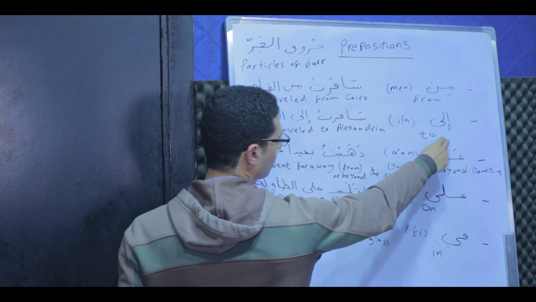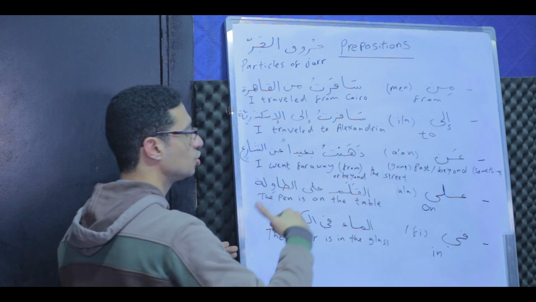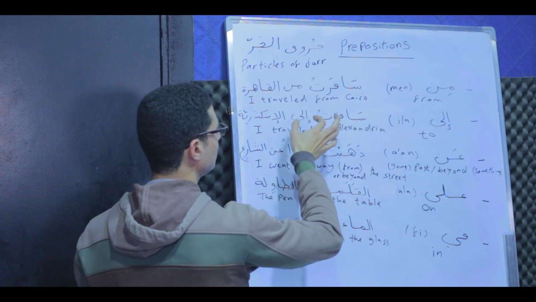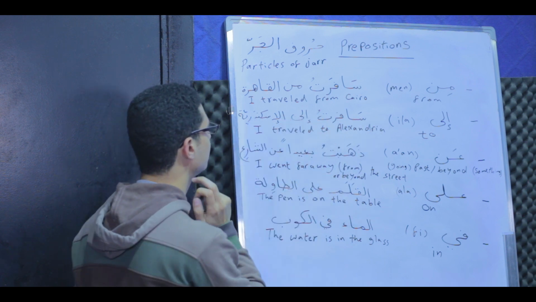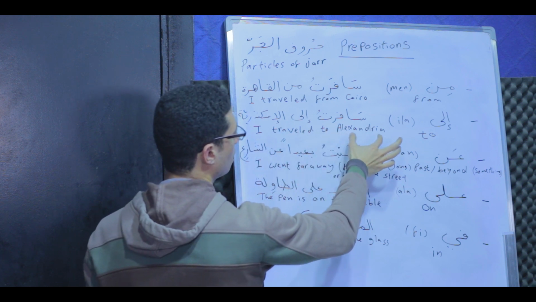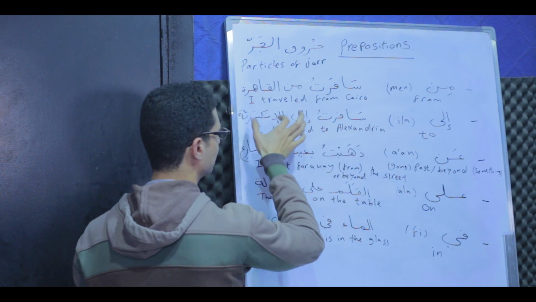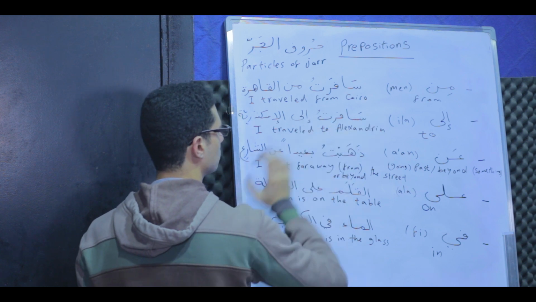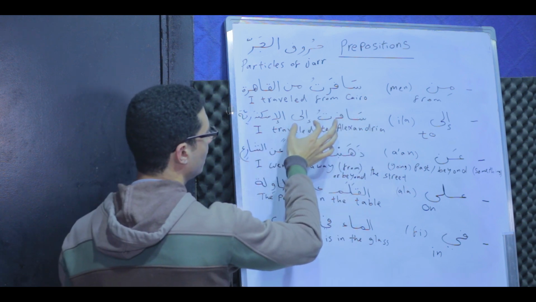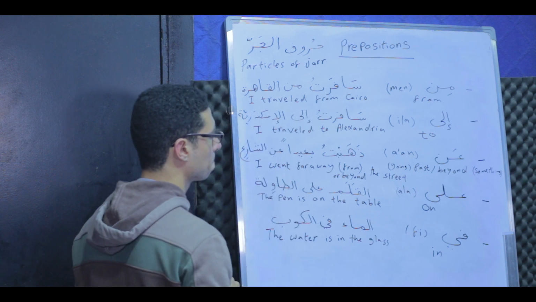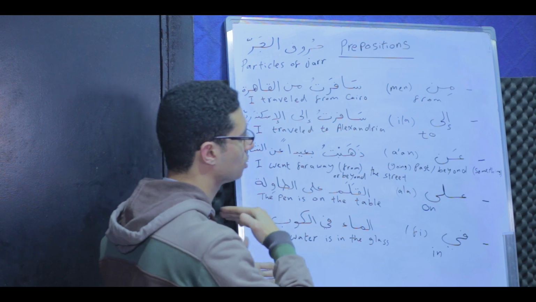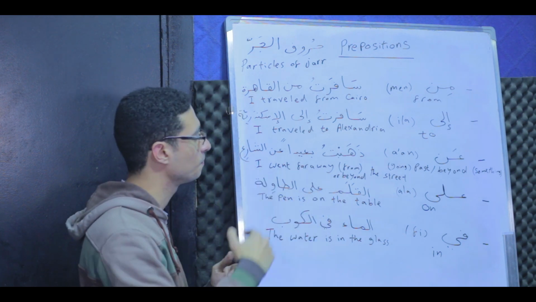Ila, the second one is ila. Ila means to. So safartu ila al-Iskandariya. I traveled to Alexandria. Al-Iskandariya, Alexandria, and safartu, I traveled. Of course, here the ya at the end is pronounced like alif, ila.